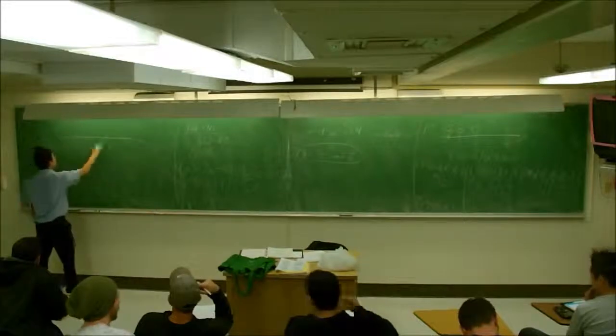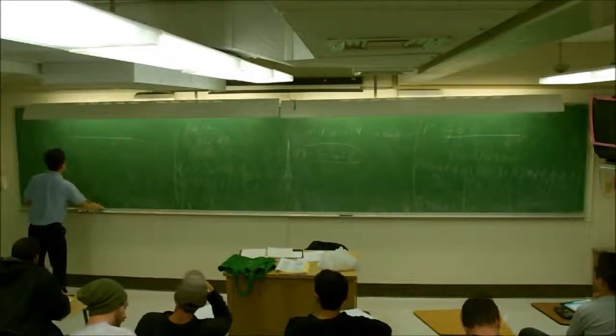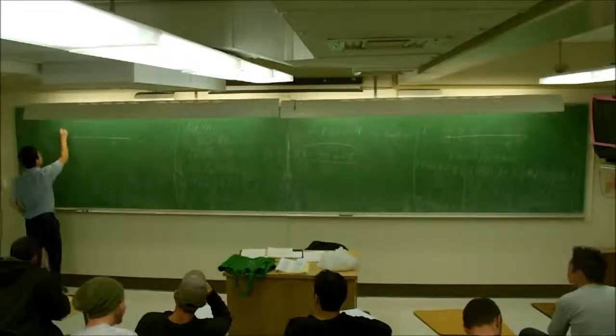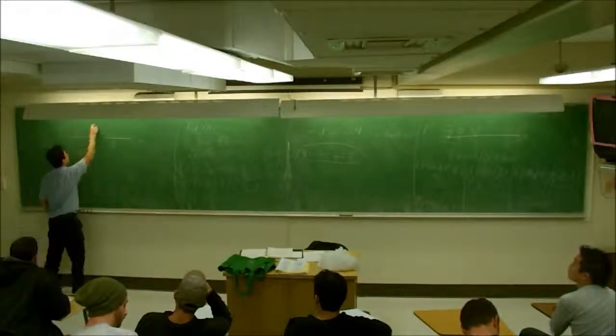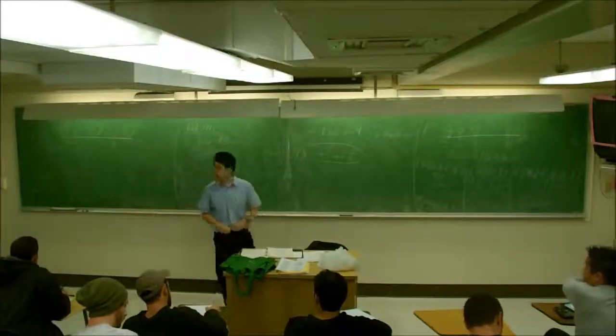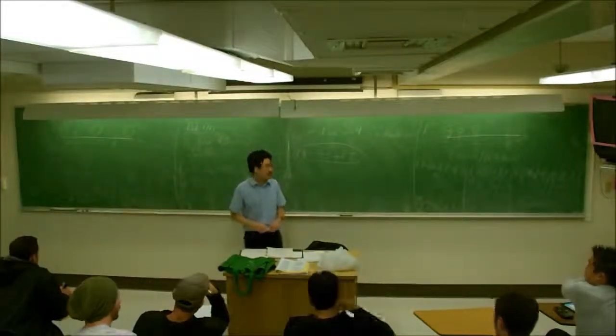X, negative 1, positive 4. I need to see this. F prime is positive here, 0 here, negative here, 0 here, positive here. Okay, so I need to see that, get that any way you need to.